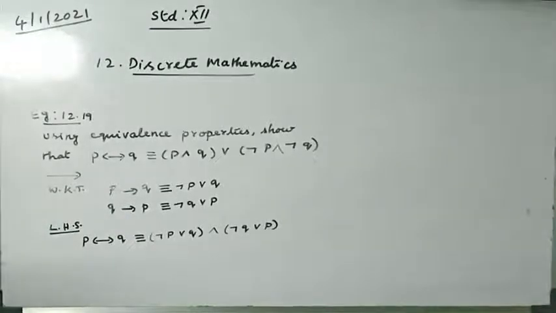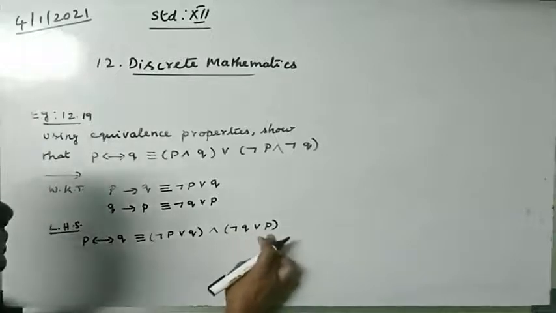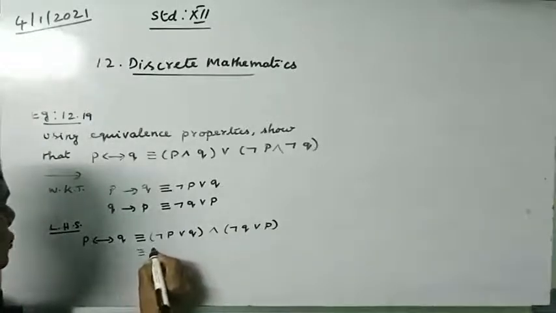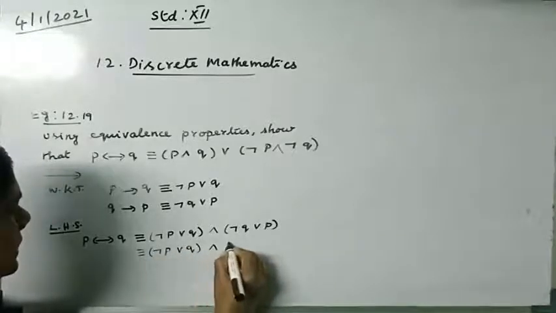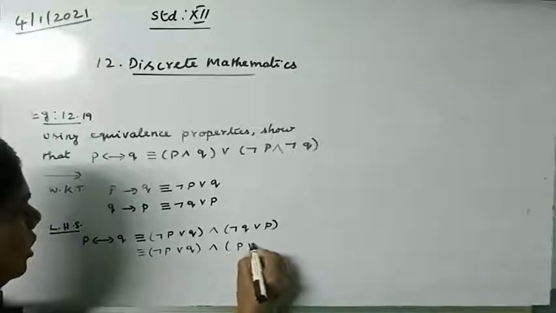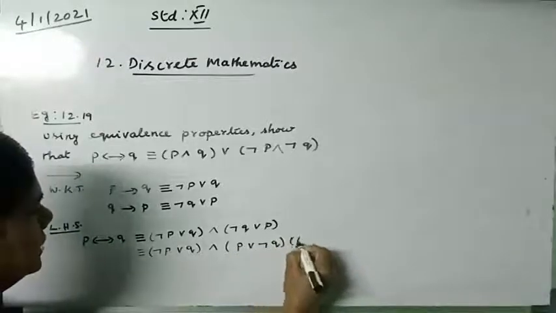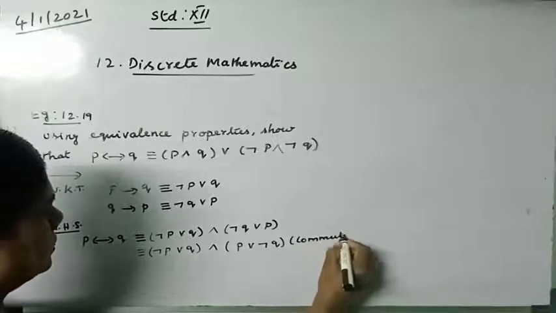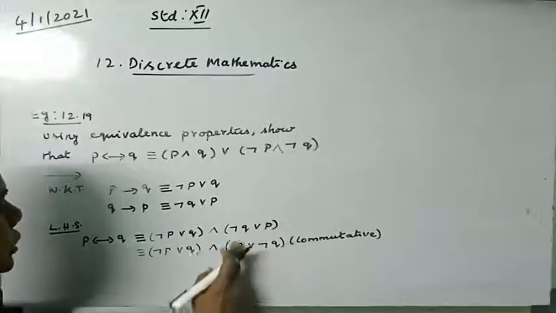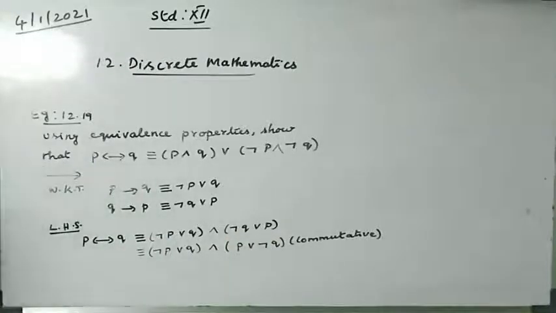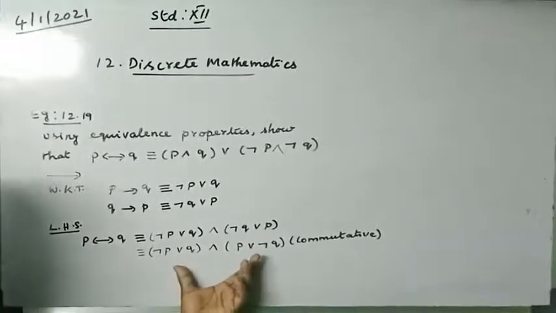Now we can use the commutative property. Commutative property யூஸ் பண்ணி இந்த ரெண்டையும் மாத்திக்குவோம். So which is equivalent to negation of P or Q and P or negation of Q. என்ன யூஸ் பண்ணோம்? commutative. இங்க நம்ம commutative law யூஸ் பண்ணி இதை a plus b equal to b plus a ன்னு எழுதின மாதிரி எழுதியிருக்கோம். இப்போ next we can use the distributive property.